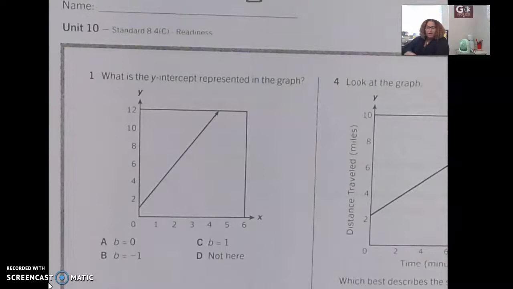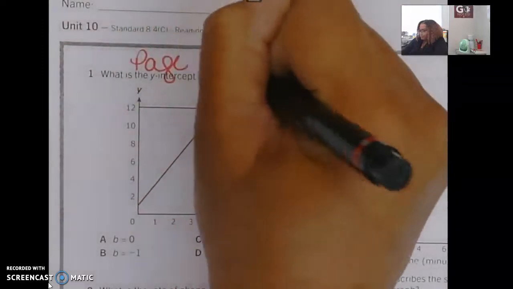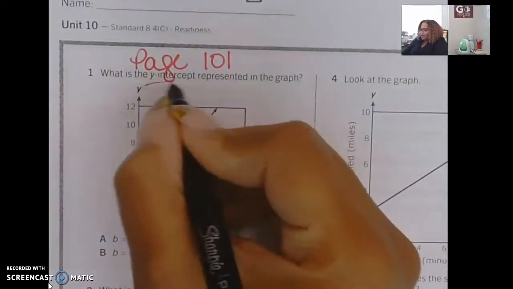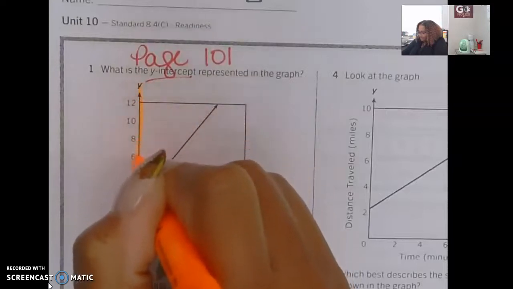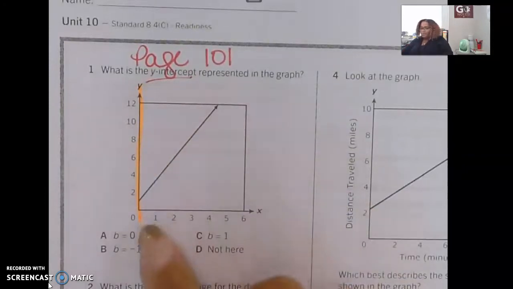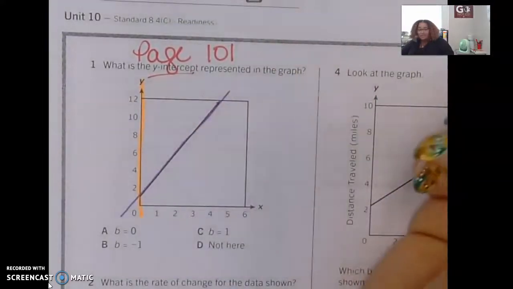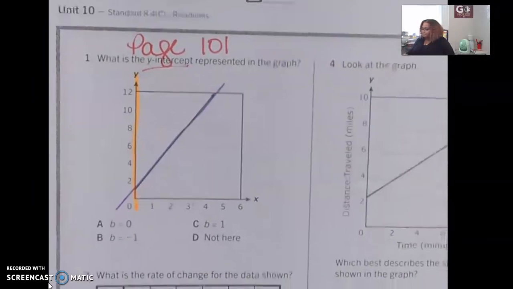So starting with number 1, this is on page 101. It says, what is the y-intercept represented in the graph? So the y-intercept is where my line crosses the y-axis. So if I'm going straight down here, it's going to be where this orange line and this purple line meet. So there's a meeting point there, and that will be my y-intercept.